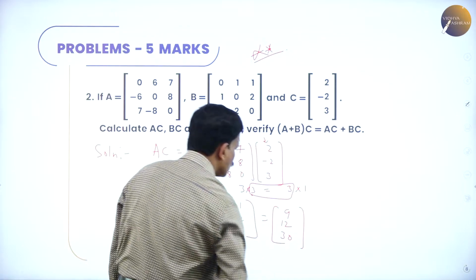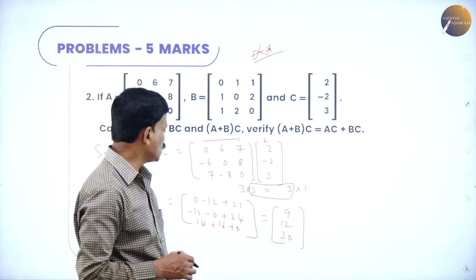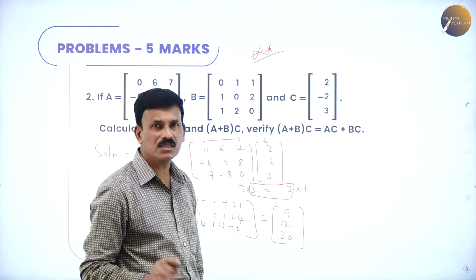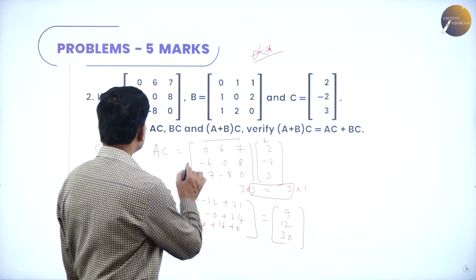This is AC. Okay, AC is equal to 9, 12 and 30. First answer. Okay. This is the first part. Now come to the second part, BC.